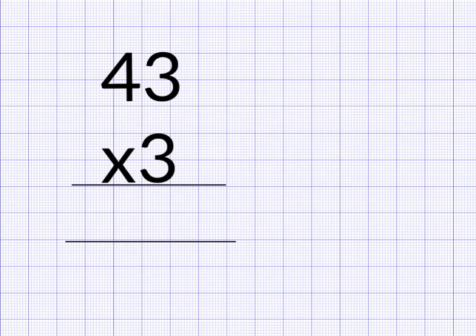So we're going to start with a nice simple example. We've got 43 multiplied by 3. We're going to start here with the units column, the ones column. We've got 3 times 3, which is 9. So we're going to write that under there. And then we're going to do 3 times the 4, which is really 3 times 4 tens. And 3 times 4 is 12. So we get our answer, 129.